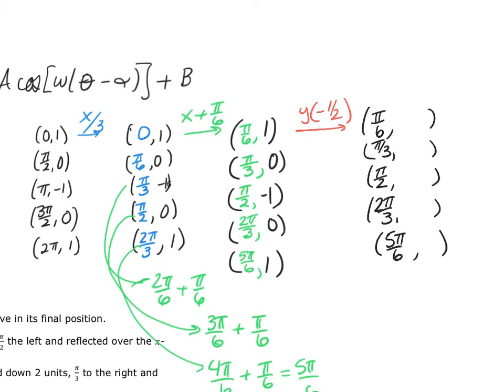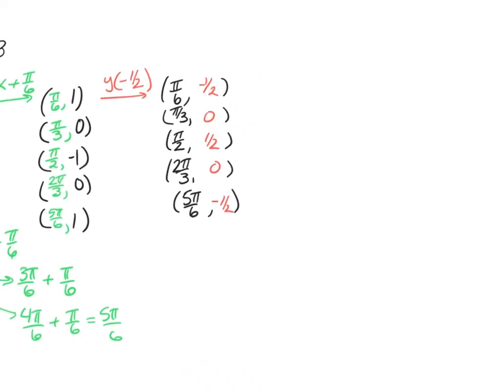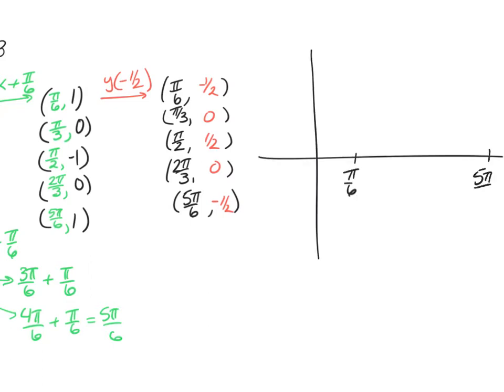When I multiply all my y's by negative 1/2, I get negative 1/2 for the first one, and then I get 0, and then positive 1/2, and then 0, and then negative 1/2. Now that I have all of my key points, I can graph this. I don't have any movement up or down, so I am going to be on the x-axis. My starting point is pi over 6. My ending point is 5 pi over 6.